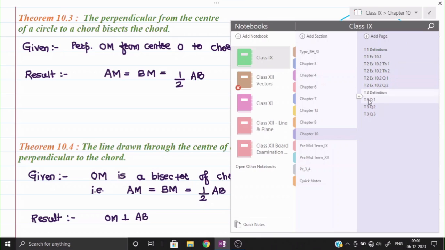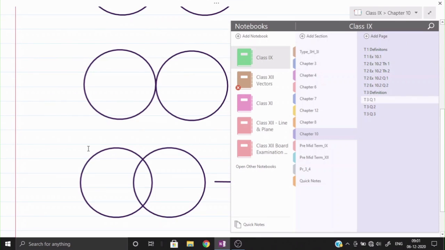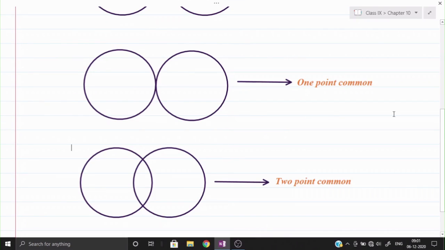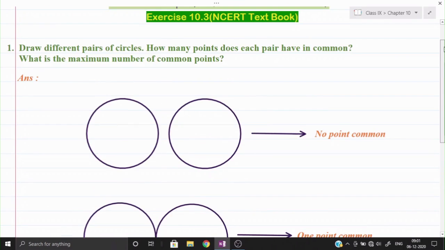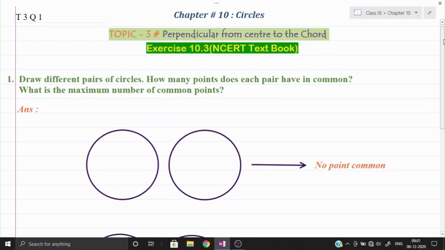So let us see the first question of exercise 10.3. In this question, what we have given to us: draw different pair of circles. How many points does each pair have in common? What is the maximum number of points common?